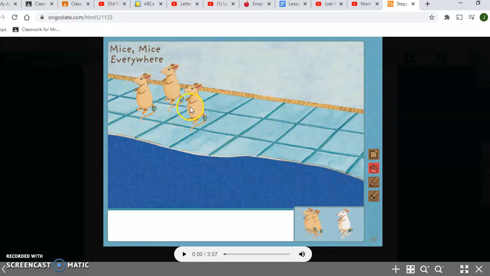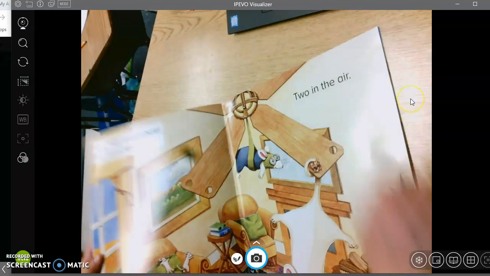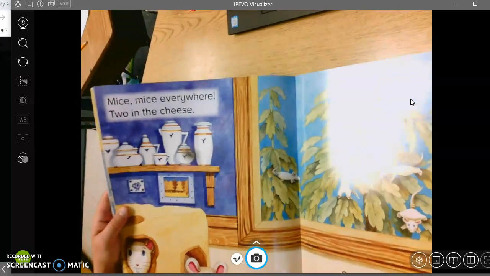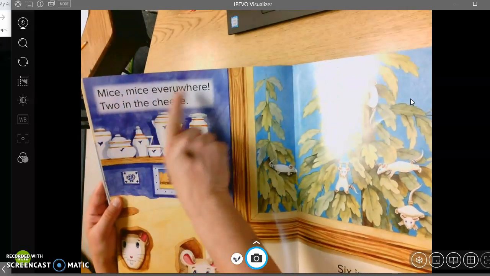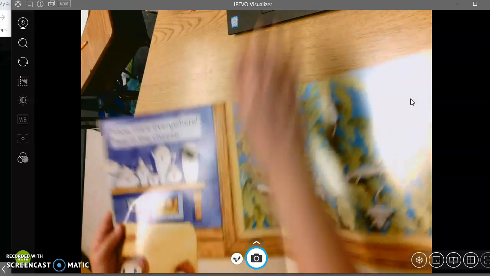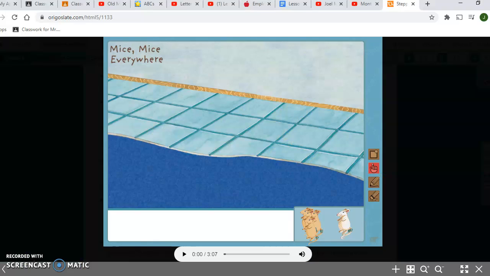And then we're going to look at our Orgo Stepping Stones activity today, okay? And here we go. Next scene. Oops, that last one. We're going to go a couple pages away. We're going to do this one right here. All right. So this says mice, mice everywhere, 2 in the cheese. Okay, so our first group is 2. I see 2 in that cheese there. So let's go ahead and get 2 brown mice. 1 and 2. That's our first group, 2 in the cheese.